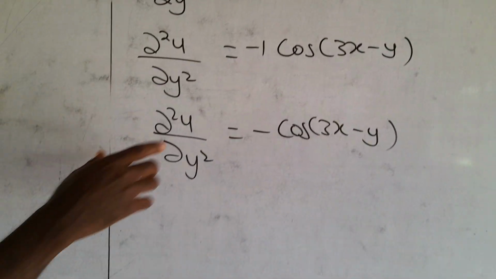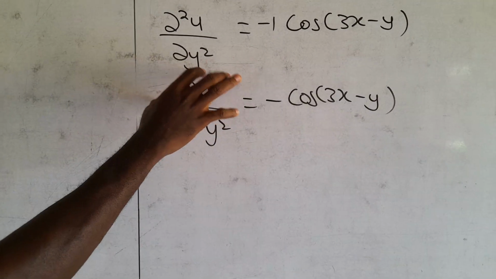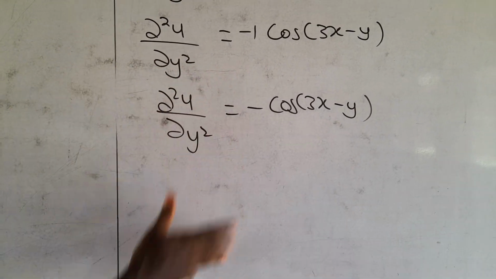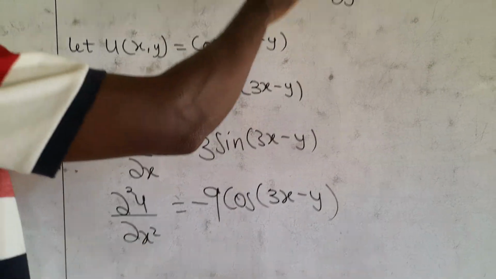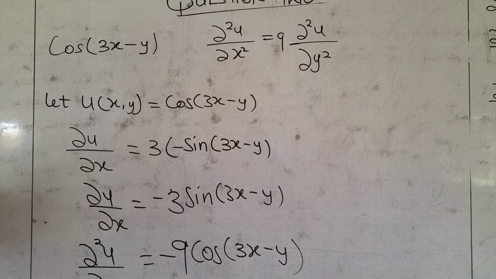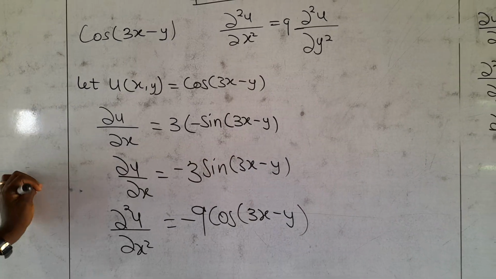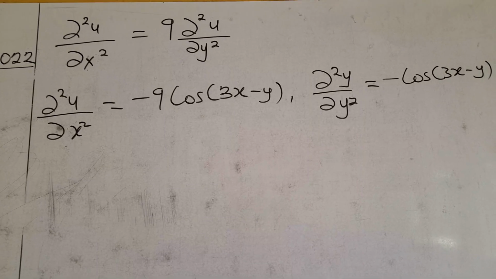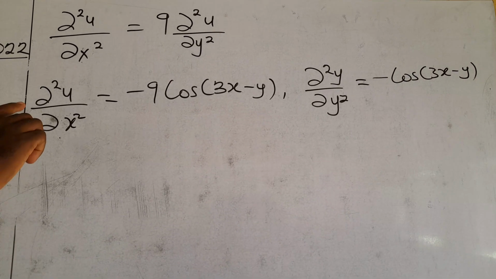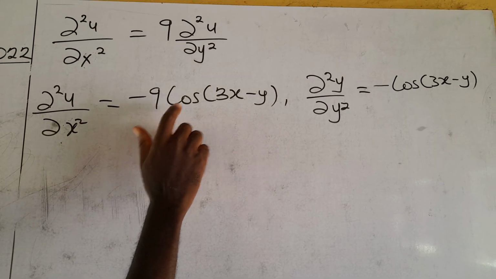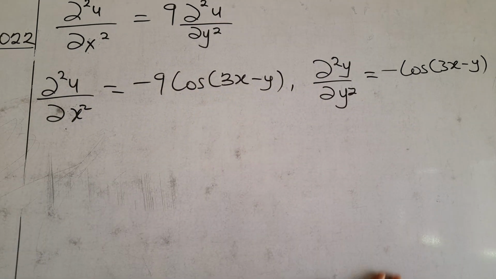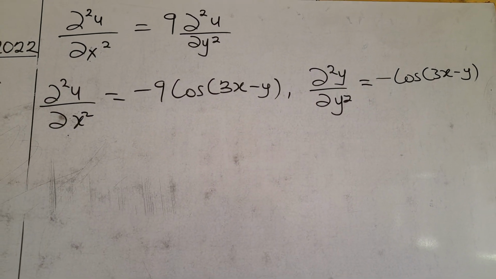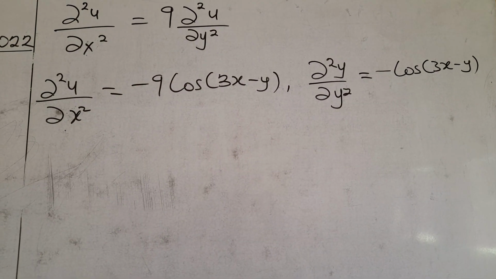So having found our del square u over del y square and del square u over del x square, we substitute into the partial differential equation to see if the left-hand side will be equal to the right-hand side. So now we substitute. Having found our del square u over del x square to be negative 9 cos(3x minus y), and del square u over del y square equal to negative cos(3x minus y), we substitute into our partial differential equation.